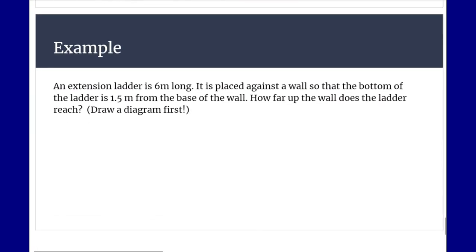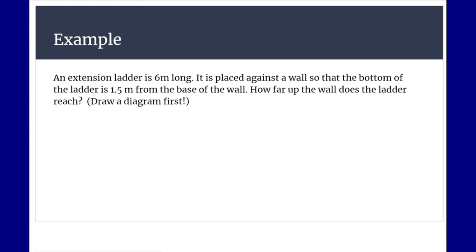The last question is more of a word problem. An extension ladder is 6 meters long. It is placed against a wall so that the bottom of the ladder is 1.5 meters from the base. How far up the wall does the ladder reach?